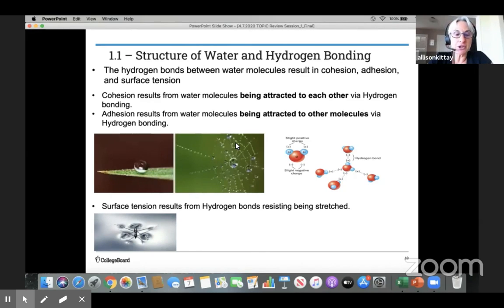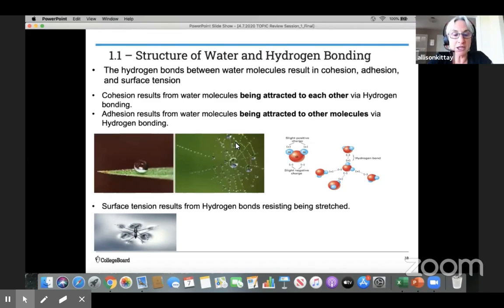And so if you look at the pictures I have for you, cohesion is responsible for the water beading up. You see that on the leaf. It's also responsible for beading up on that spider web, but it also adheres to the protein in that spider web. So that image shows you both cohesion and adhesion.